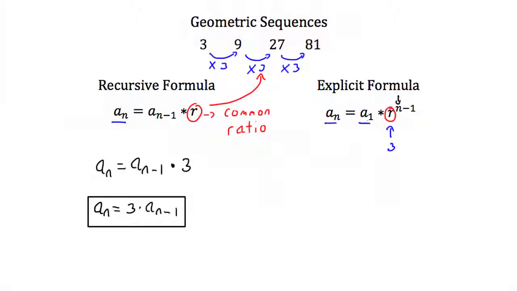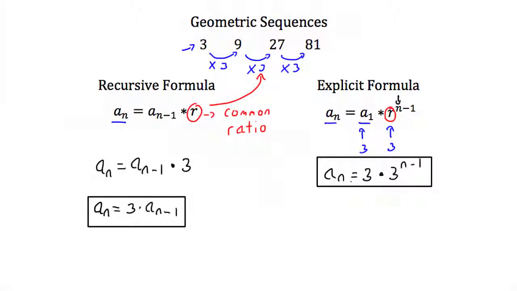Our first term, or a1, is also 3, because our first term is 3. So we can write the explicit formula for this geometric sequence as an is equal to our first term, 3, times our common ratio, which is 3, to the n minus 1 power. So if that's our explicit formula, we can test this out.